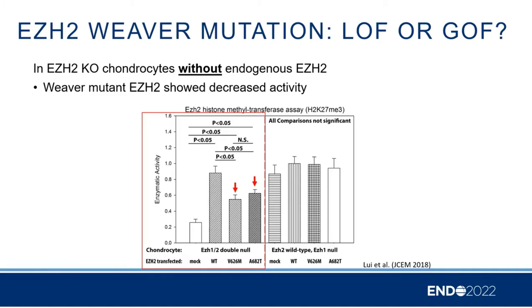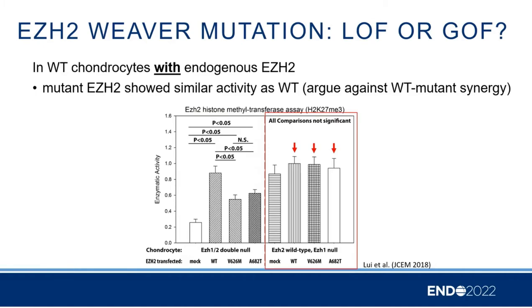And then when we look at the same thing in the wild type chondrocyte that contains endogenous activity, now the mutation just has similar activity as the wild type, perhaps because the wild type is doing the job. But that argues against some synergy between the wild type and the mutant that would somehow increase the activity.